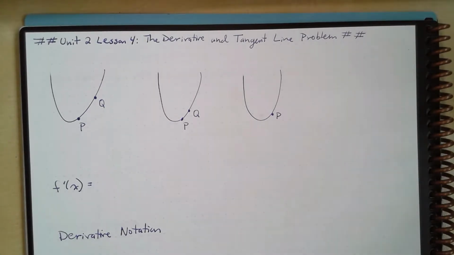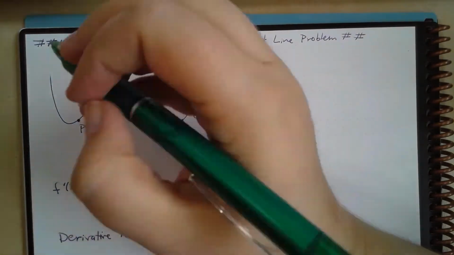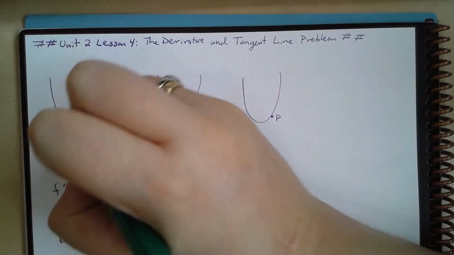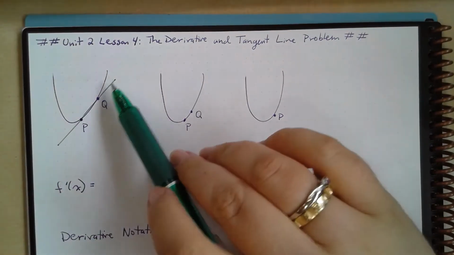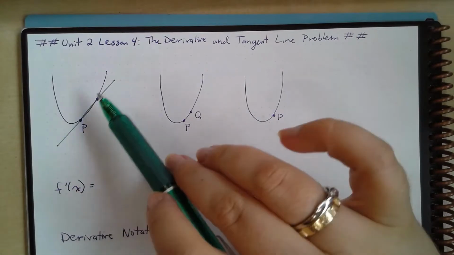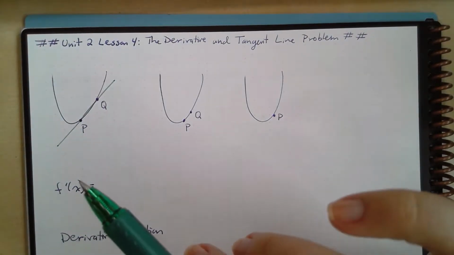Well, to find a slope, you need 2 points. So if I have this graph here, and I want to find the slope, I can use the points between P and Q to find the slope of this line, right? This is called our secant line. But this is not actually as accurate as it can be.